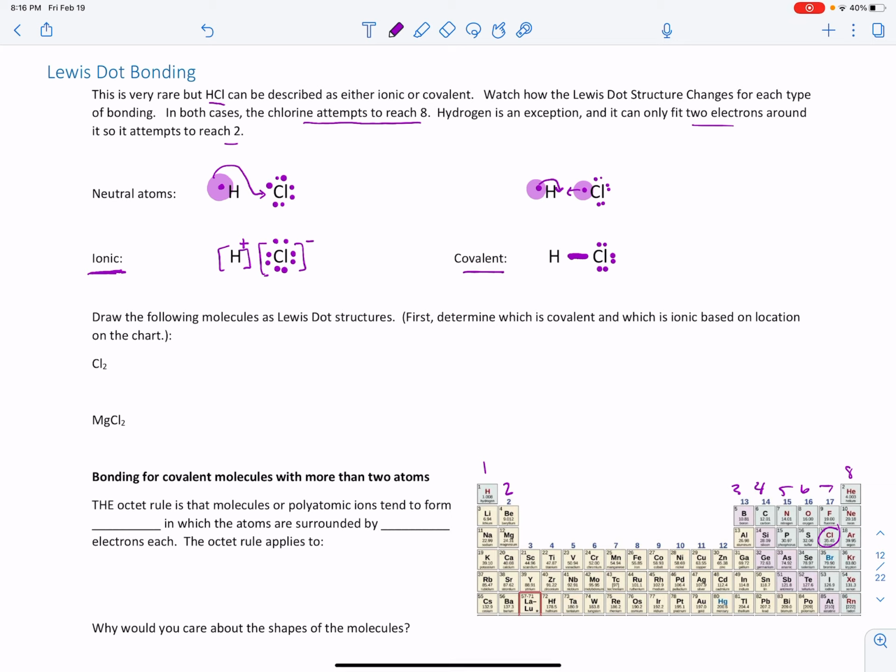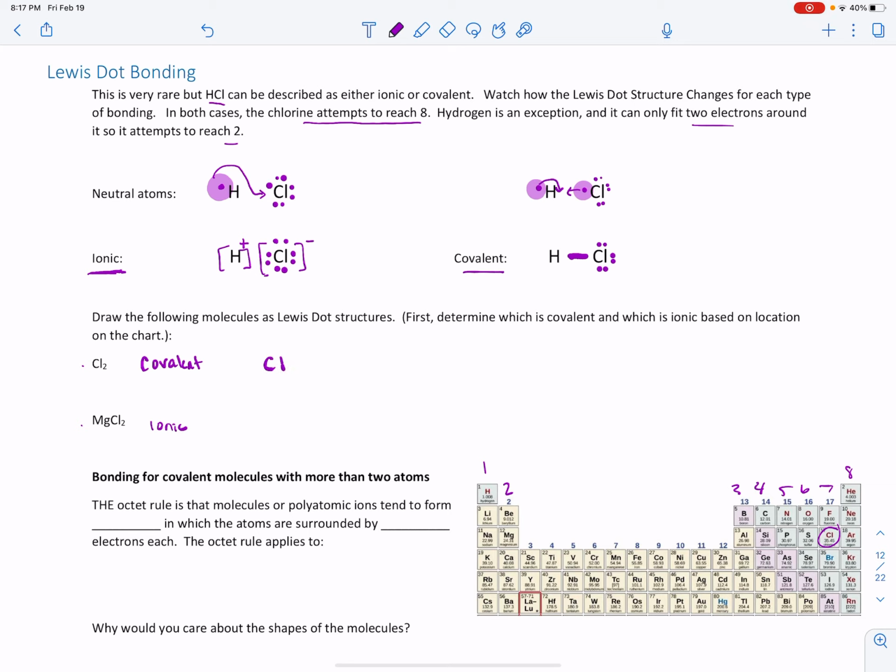So go ahead and draw the molecules as Lewis dot structures. So we have this one and this one. Determine which is covalent and which is ionic first based on the locations on the chart. I'll give you a pause. Pause the video and go ahead and draw those molecules or compounds. You should have gotten that this was covalent and that this was ionic.